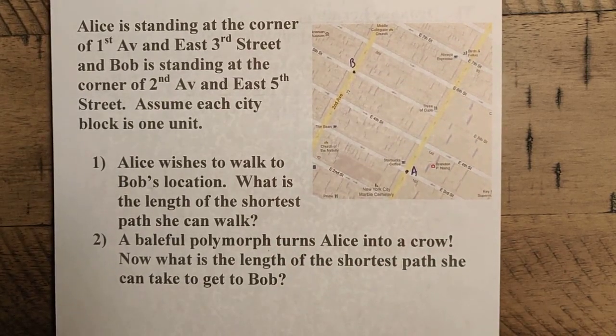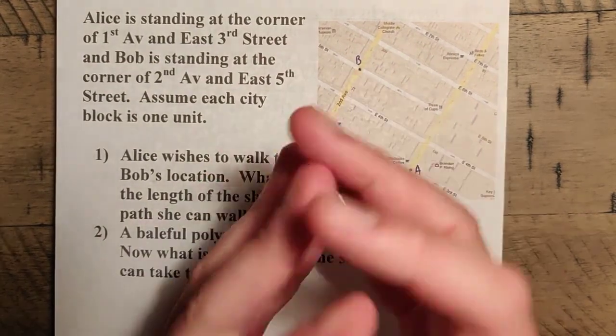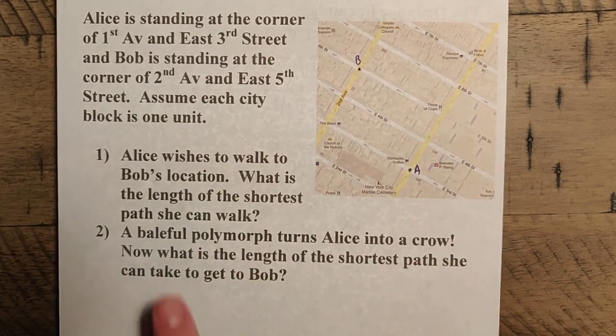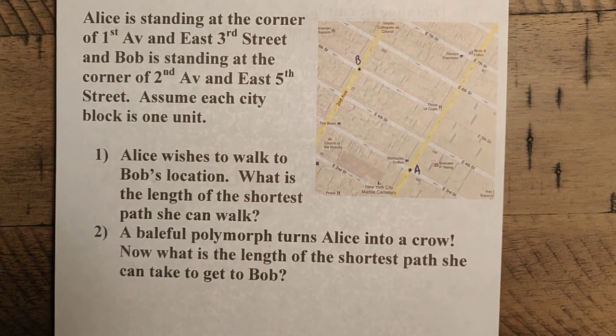For the sake of this problem, let's assume that all the blocks are square and they're just one unit here. That just makes things a little easier. So in our first situation, Alice wants to walk to Bob's location. What's the length of the shortest path that you walk?